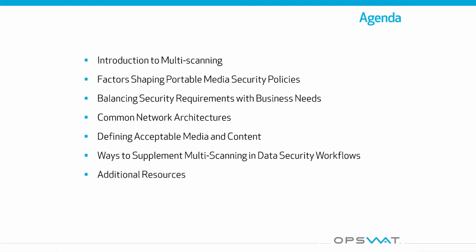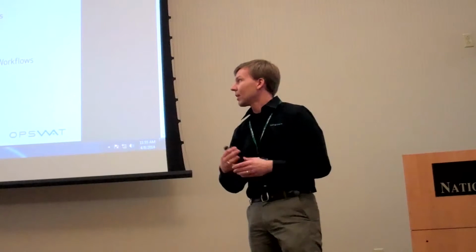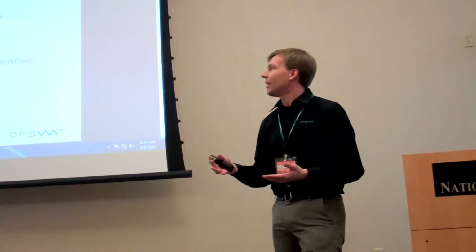All right, so what I'm going to talk about today, I'll go over what I mean by multi-scanning, and spend a little bit of time on that. Then I'll talk about what, from our research, is shaping the portable media security policies for our customers, who are operators of critical infrastructure. Part of what I'll cover is how each of those operators is balancing security needs versus business needs, and how that plays into common network architecture. So how does this usually get set up? What are the common setups that we see with our customers?